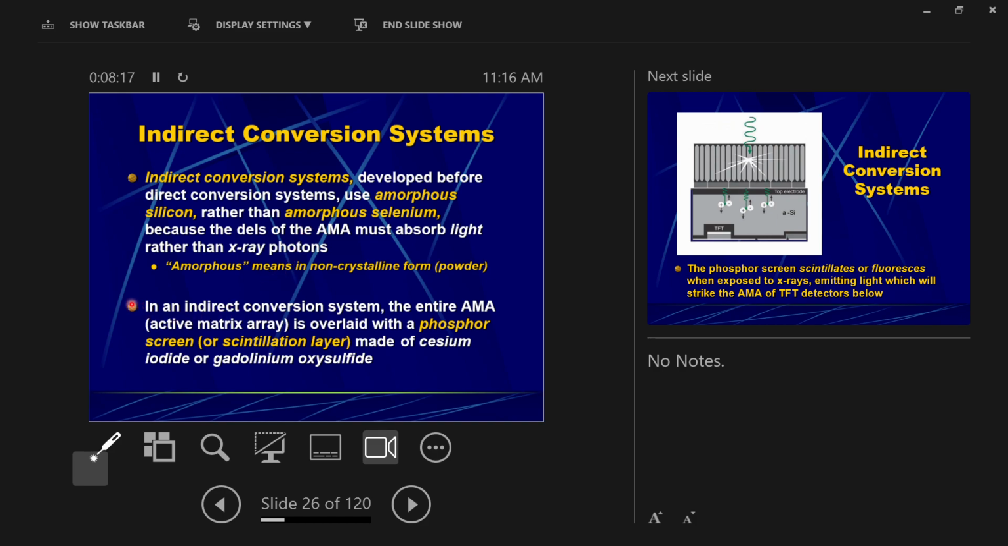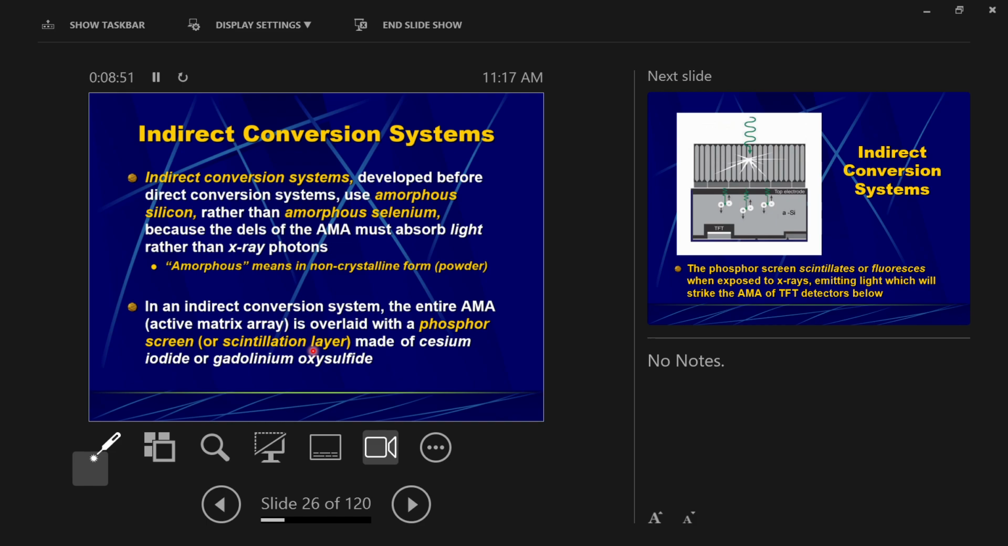So in the indirect conversion system, the entire AMA, active matrix array, the entire grid of DEC cells, has laid on top of it something called a scintillator. Okay? This is what converts X-rays into visible light. It can be called a phosphor screen or scintillating layer or scintillator. It converts X-rays into visible light.